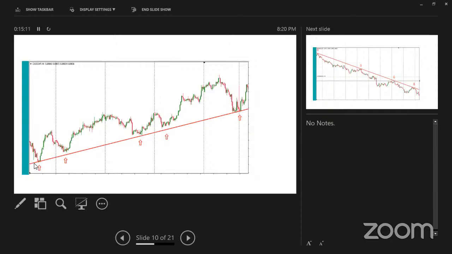So this is an example of a trend line. It is just a line. This does not mean the market will respect it every time. So it is very important that you should always use a stop loss while you are trading.